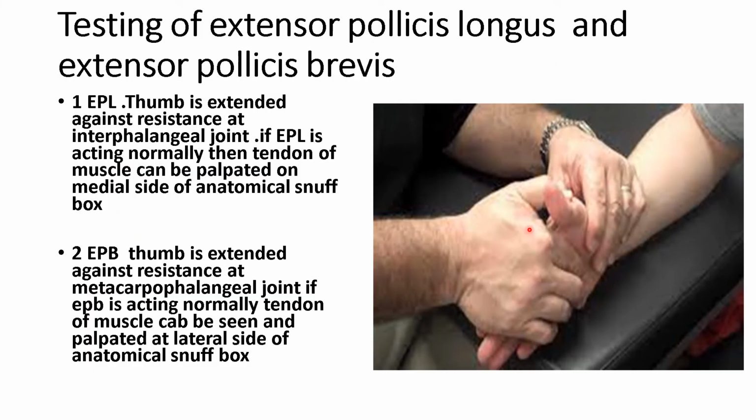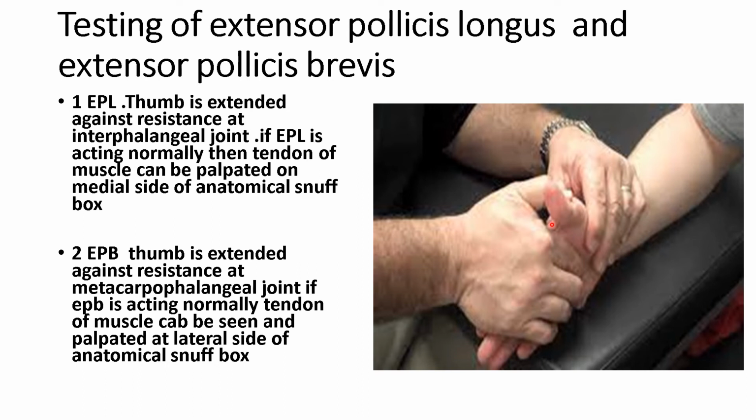In testing the extensor pollicis longus muscle, the thumb is extended against resistance at the interphalangeal joint. So this is the interphalangeal joint and this is the metacarpophalangeal joint. The thumb is extended and resistance is applied here. If the extensor pollicis longus muscle is acting normally, then the tendon of the muscle can be palpated on the medial side of the anatomical snuff box. Later I'll show you this snuff box. On the medial side of the snuff box, this tendon of the extensor pollicis longus muscle can be palpated.